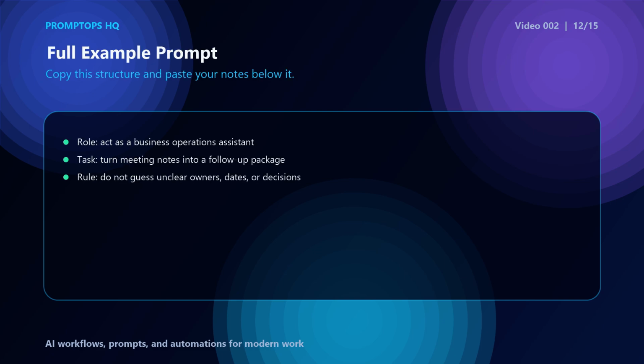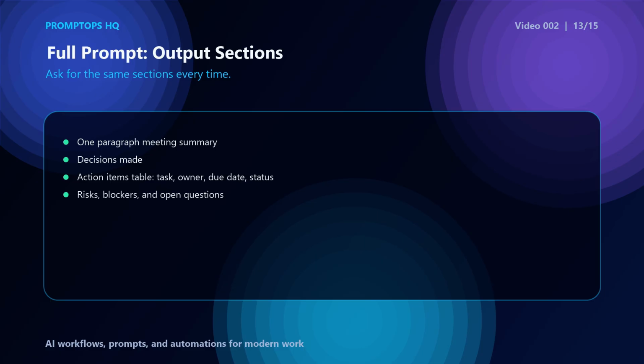Before we wrap up, here is the full example prompt you can copy and use. The prompt starts by giving the AI a role. Act as a business operations assistant. Turn the meeting notes below into a business follow-up package. Use only the information provided. Do not invent details. Then ask for the output sections.